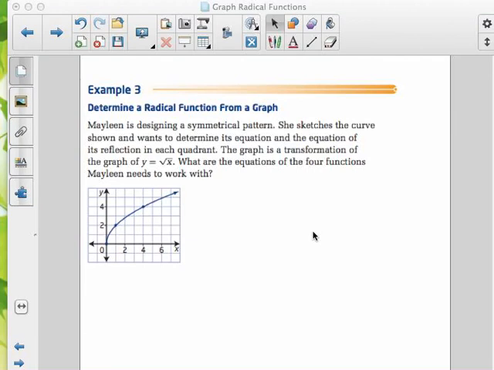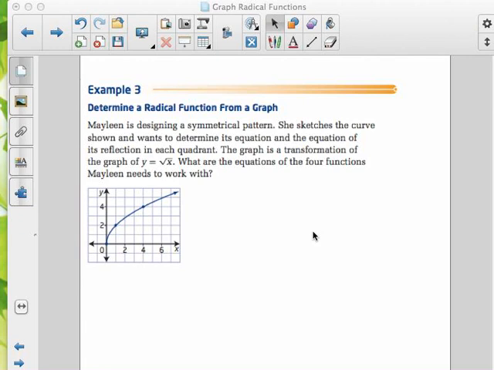Right, so determining a radical function from a graph. Maylene is designing a symmetrical pattern. She sketches the curve shown and wants to determine its equation and the equation of its reflection in each quadrant. The graph is a transformation of the graph of y equals the square root of x. What are the equations of the four functions Maylene needs to work with?